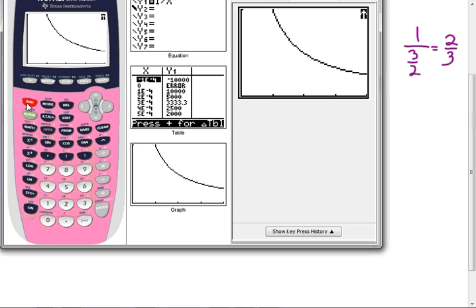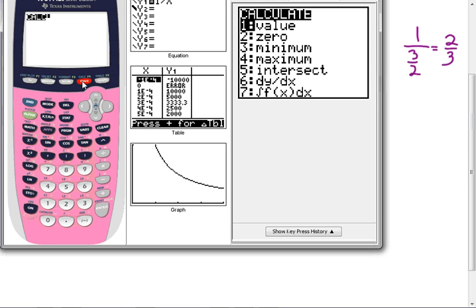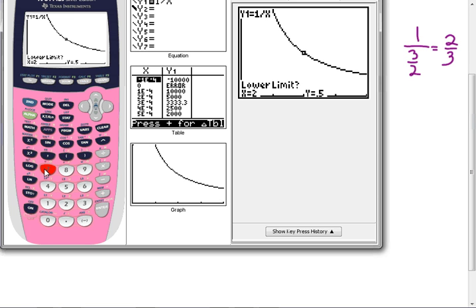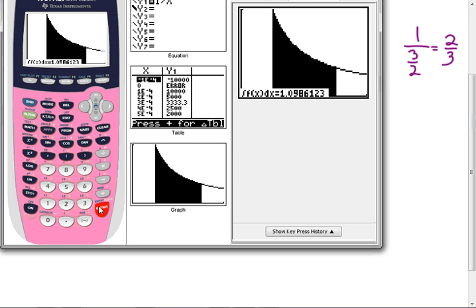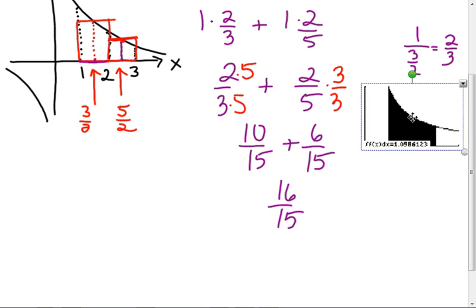And then we're going to go ahead and do second. Are we ready? Calculate. And we want 7, which means add up the areas of all the rectangles, and we start at what? 1, and go to 3. So 3, yeah. 1.0986. How good is that? That's 16/15.